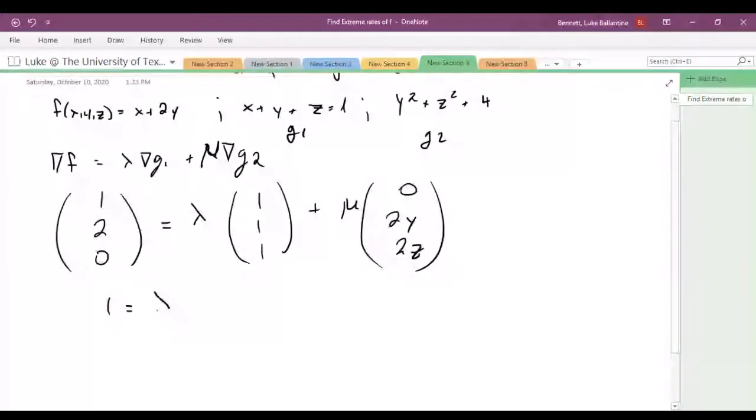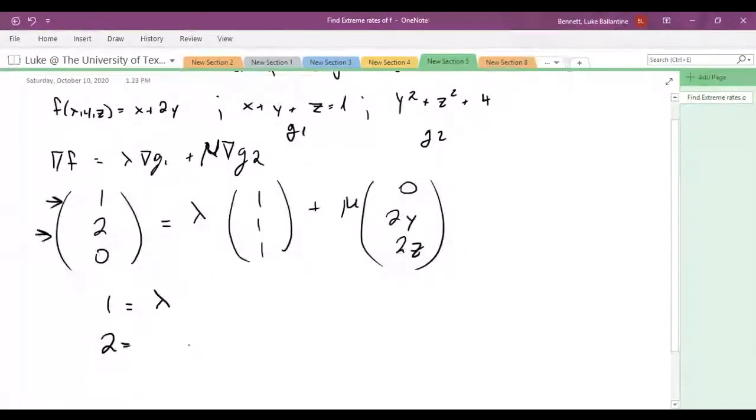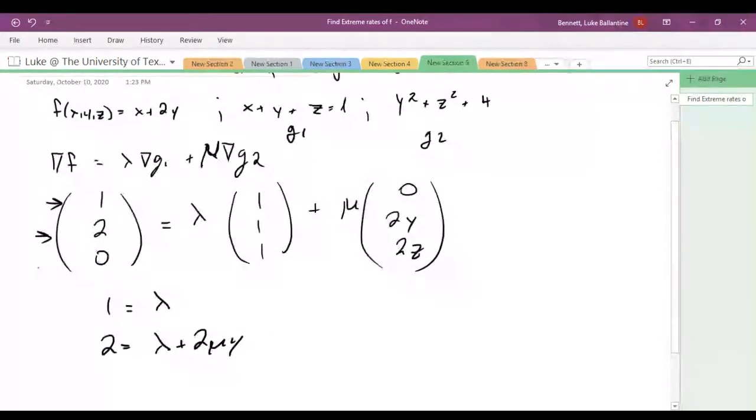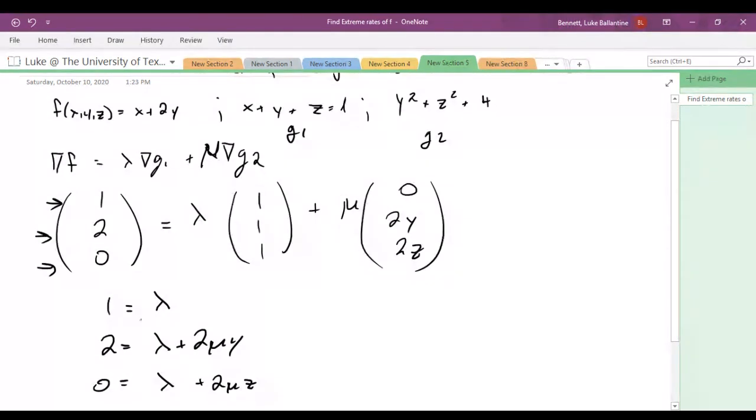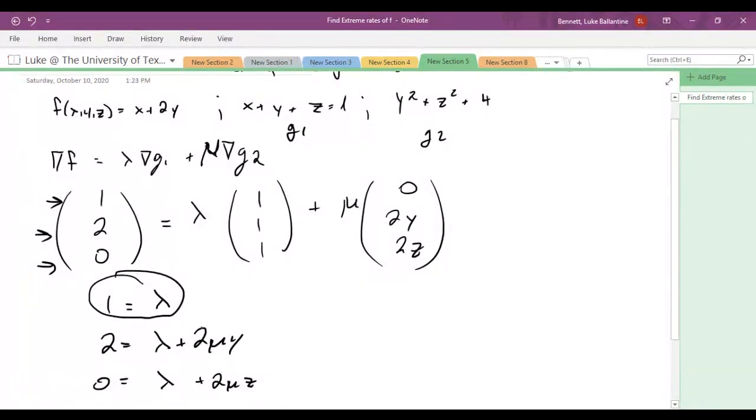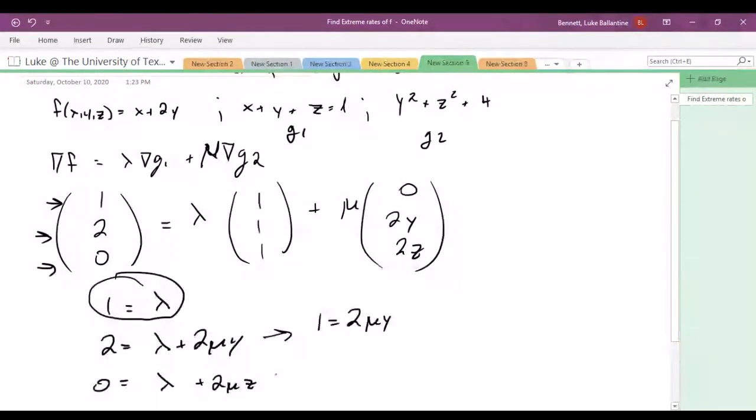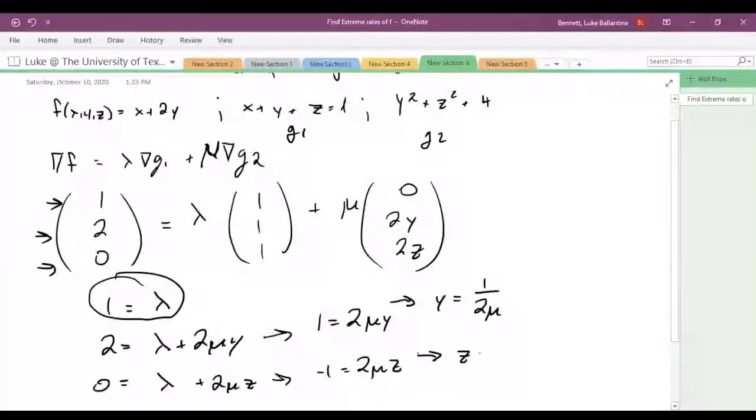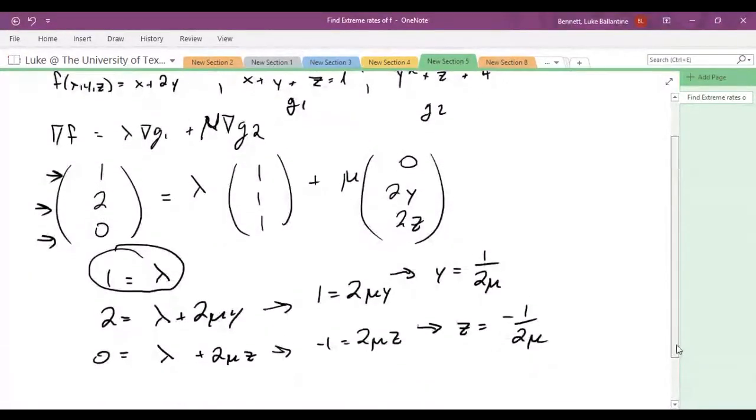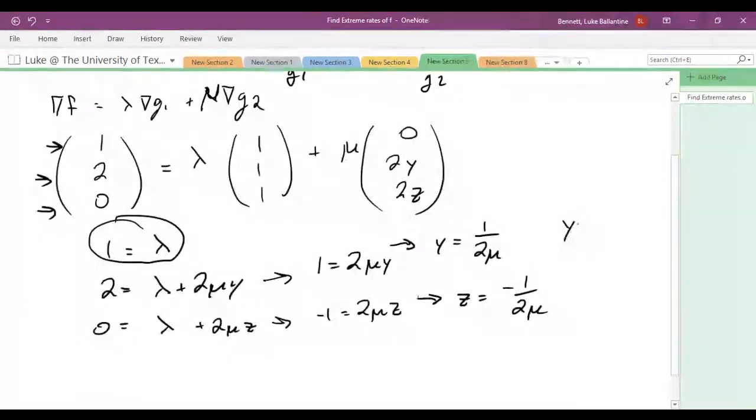We have 1 is equal to lambda, the very first one. The second one, we have 2 is equal to lambda plus 2 mu y. From the third one, we get 0 is the same thing as 2 mu times z. Well, this is a really nice problem because they give you lambda equals 1 from the very first equation. That's nice. So then that means that 1 is equal to 2 mu y, and that means negative 1 is equal to 2 mu z. So we have y is equal to 1 over 2 mu, and z is equal to negative 1 over 2 mu.